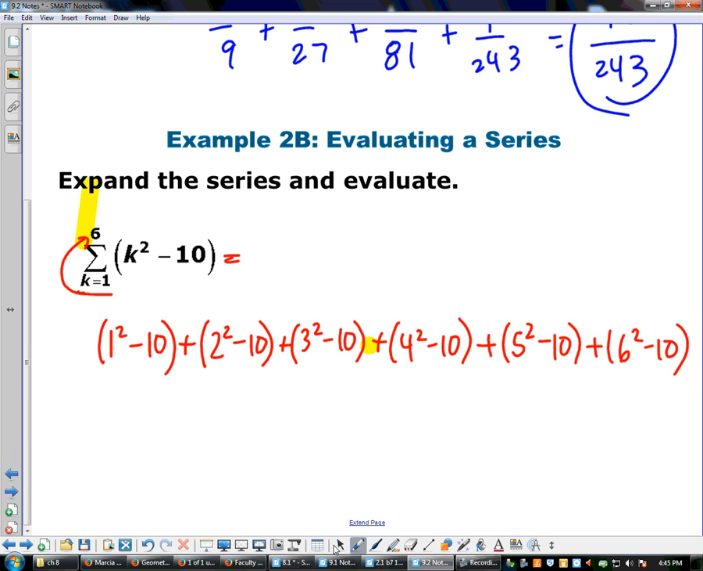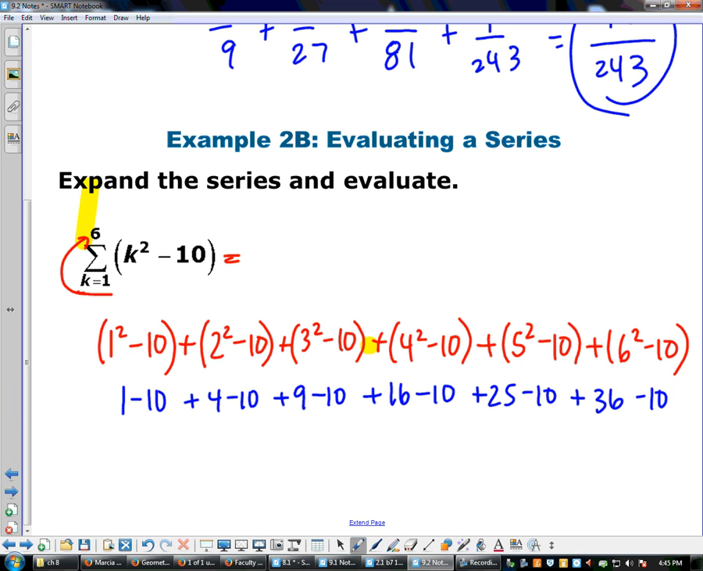All right, so let's see what we would have here. We're going to end up with 1 minus 10, plus 4 minus 10, plus 9 minus 10, plus 16 minus 10, plus 25 minus 10, plus 36 minus 10. I'm going to do all my positives first. So I know 1 plus 9 is 10, 4 plus 16 is another 20 added on to that, so I'm at 30. If I add on 25, that's 55, and then 36 to that would be 91.